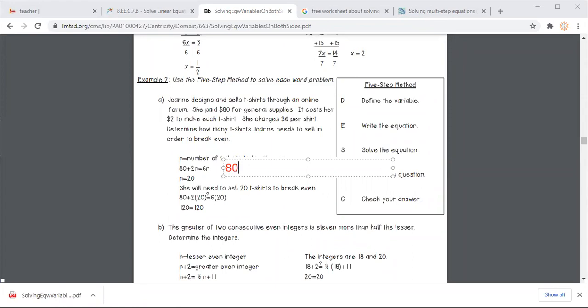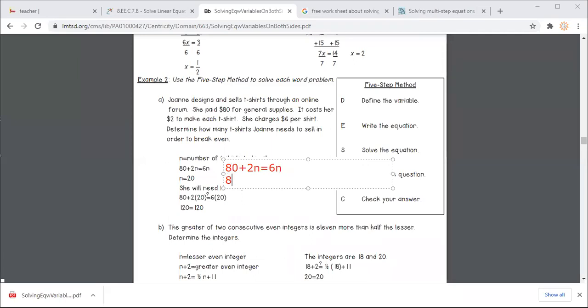First we determine the variable. Second, we wrote the equation. Then now, third step, we have to solve the equation. Then it will be 80 plus 2n equals 6n, right? Which method do you prefer to use to answer that question? Add the additive inverse or combine the like terms? Combine. Combine the like terms.